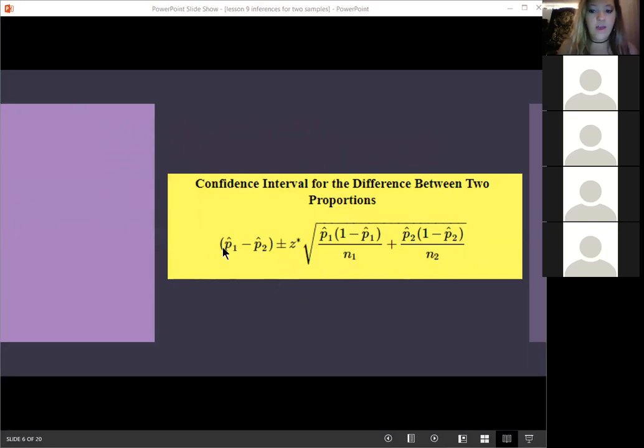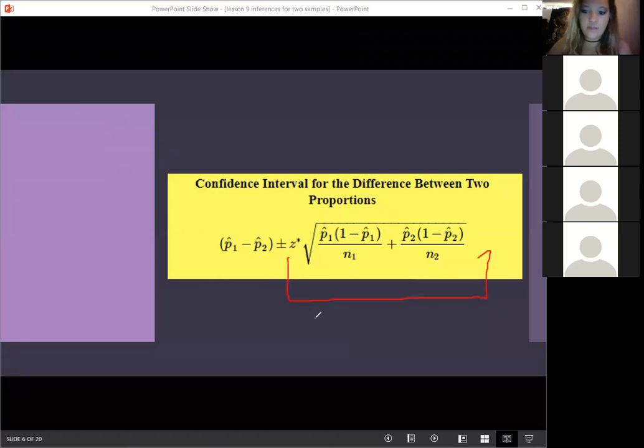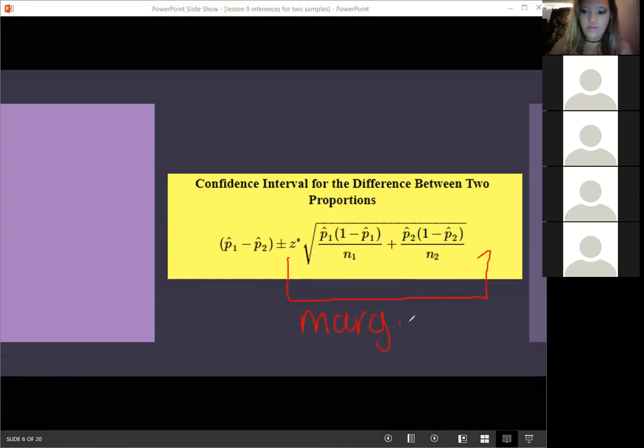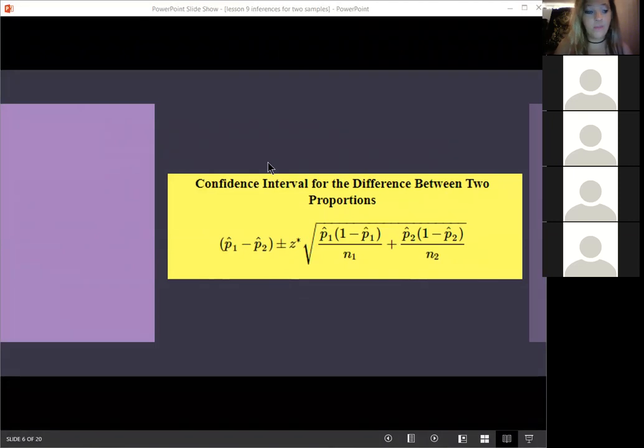We do have our point estimate plus or minus our multiplier, which is Z star for our proportions, and then times our standard error. And to recall, something I often see that students struggle with is that our multiplier times our standard error is going to be our margin of error. So keep that in mind. It's basically the same thing we've been talking about, except it involves 2 different proportions instead of 1.